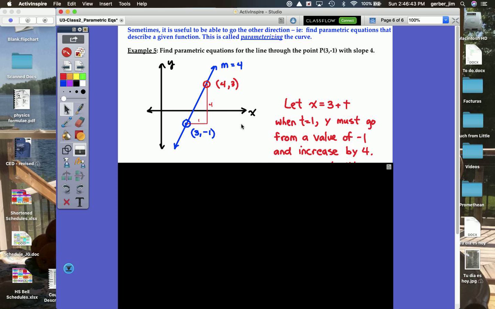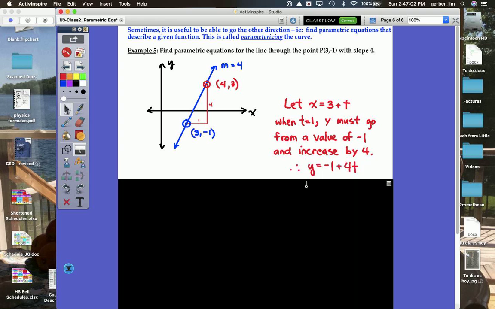And because the slope is 4, I recognize that every time I go over 1, I have to go up 4. So therefore, when t is 1, y has to go from -1 up to 3. It has to go up 4. And so therefore, I now know what my y coordinate must be. My y parametric equation must be -1, because that's where it starts, plus 4t. Why 4t? Because every time t goes up by 1, my y coordinate has to go up by 4, because the slope of the curve is 4.